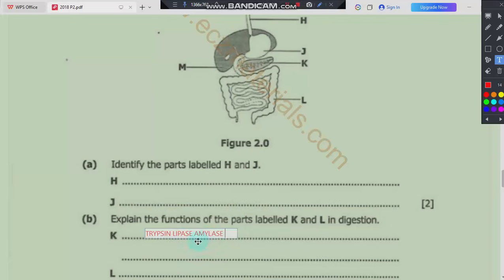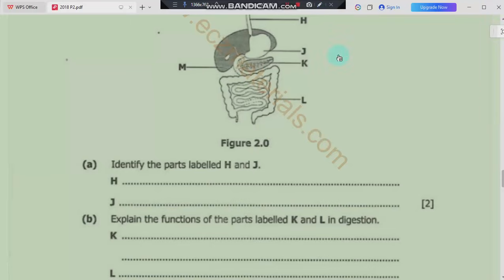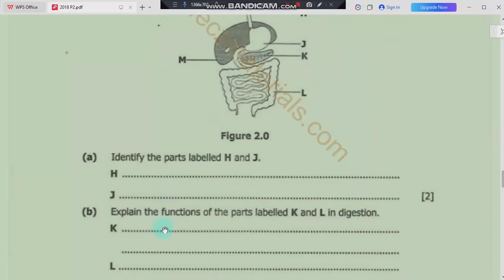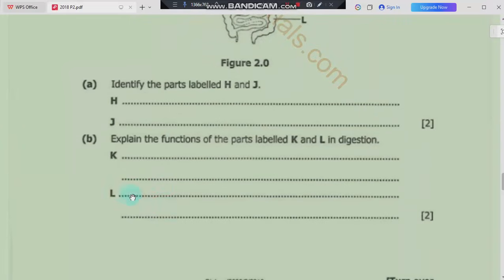Then we have pancreatic amylase, which helps to work on starch, converting it into maltose. So basically, those are the three enzymes produced in the pancreas. So part K, which is the pancreas, helps to produce pancreatic juice, which helps in digestion. Apart from that, we go to part L.